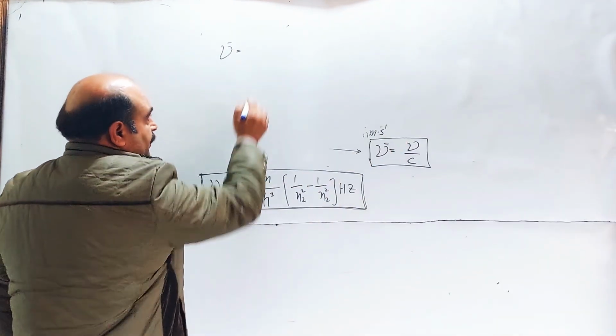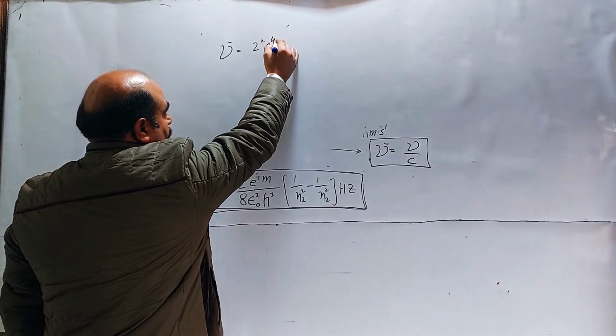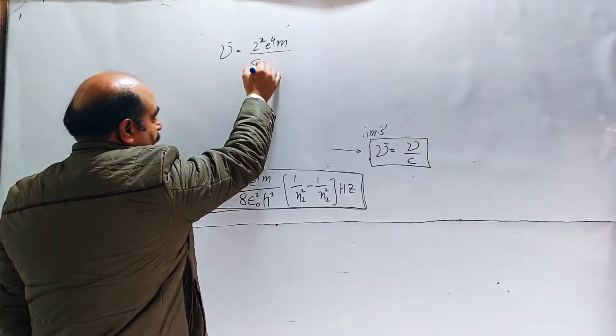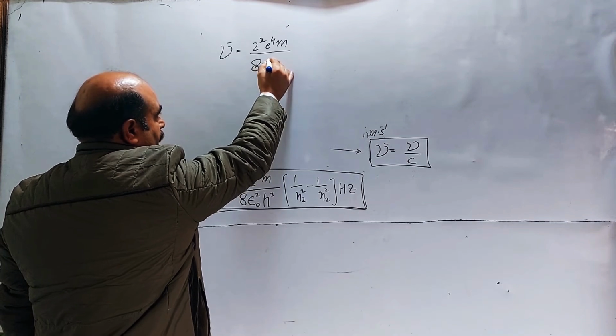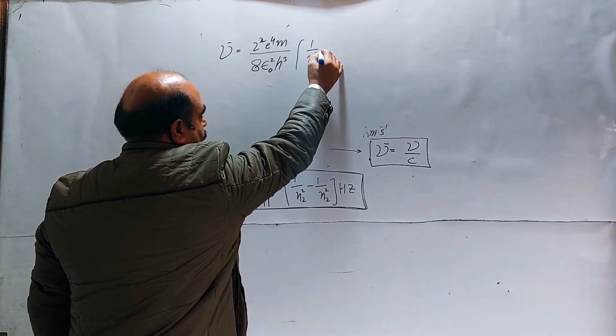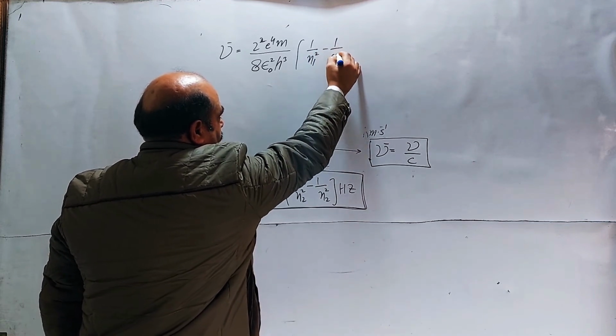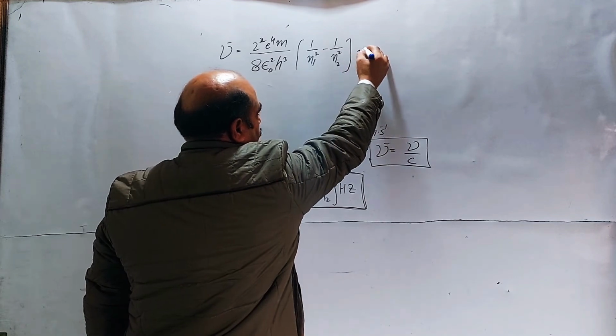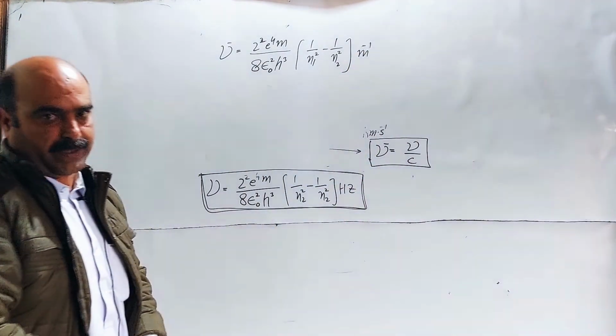Frequency is Z squared e⁴m Z squared e⁴m divided by 8 epsilon naught squared h cubed into 1 over n1 squared minus 1 over n2 squared. Now here is the wave number. Its unit is per meter, per centimeter.